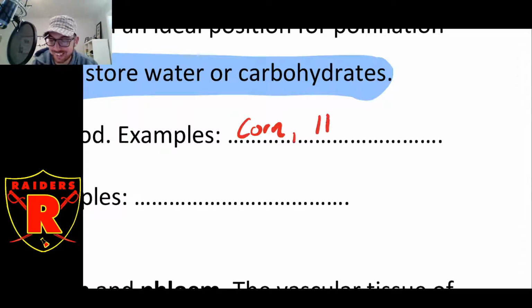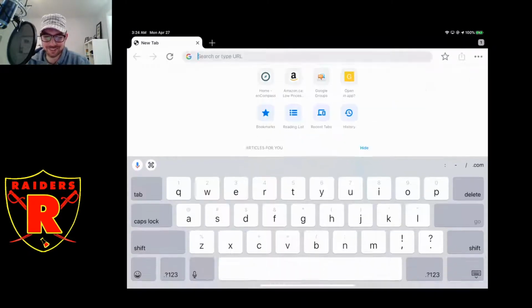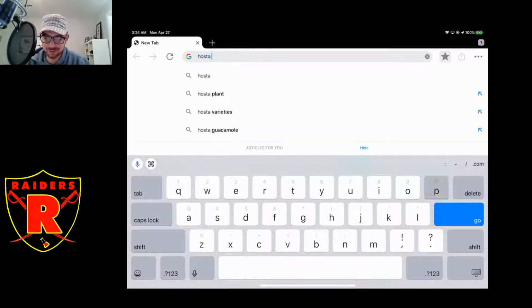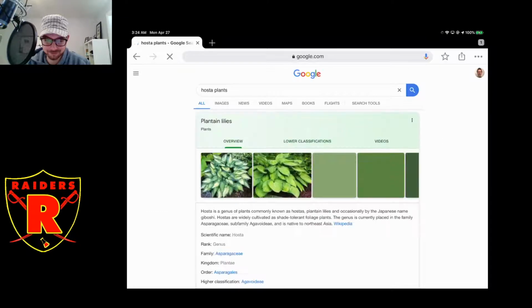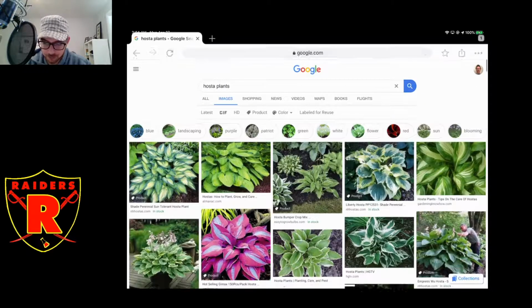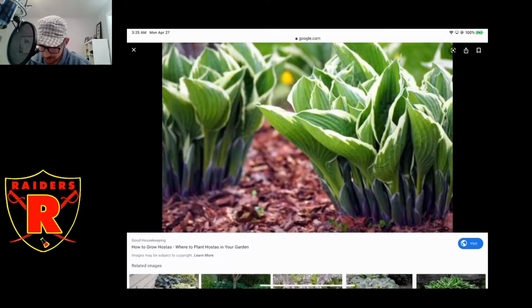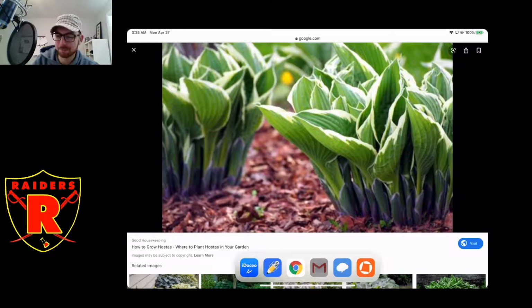Hostas. Maybe you have some hostas in your garden. Do you know what those are? Let me see if I can do a real quick Google check here for hostas. They look like this. These are hostas, and they have green stems. Let's see if I can get a good picture of their stems. Not the best. They're green stem down there. All right, so plants like that.